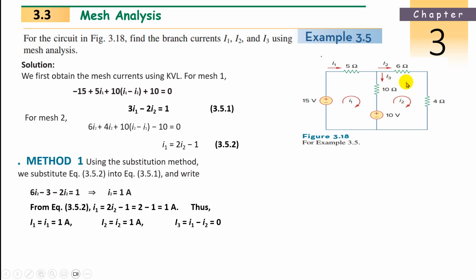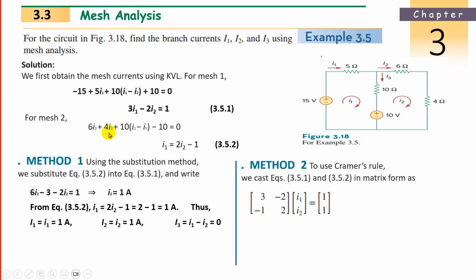Now what is I3? Capital I3, how much? Current is based upon the loop currents. What is I3? I1 minus I2. What is small I1? 1 ampere. And small I2? 1 ampere. 1 minus 1 is 0. So I3 is 0, which means in this branch there is no current. Okay? We can see it with Cramer's rule also.